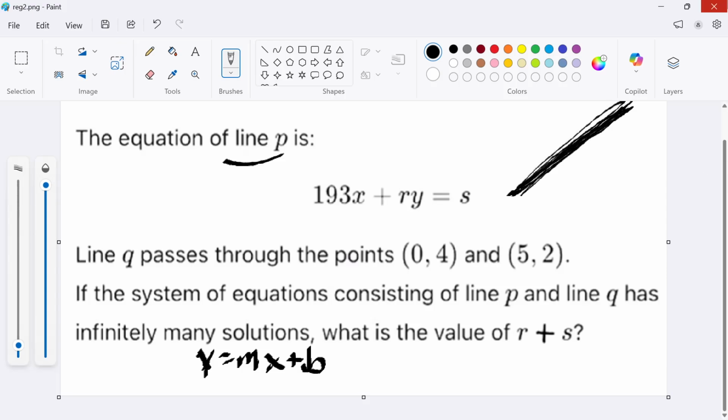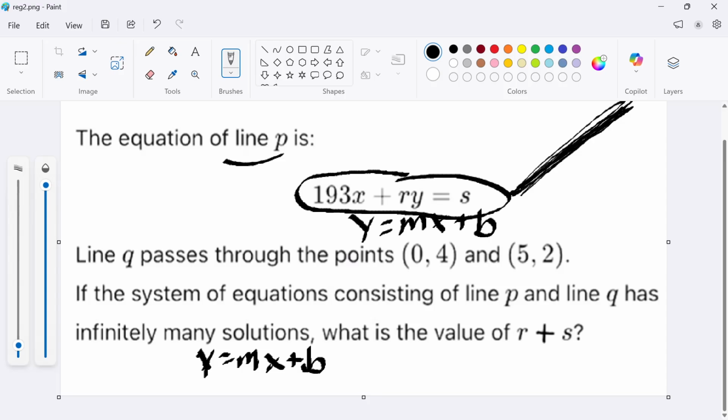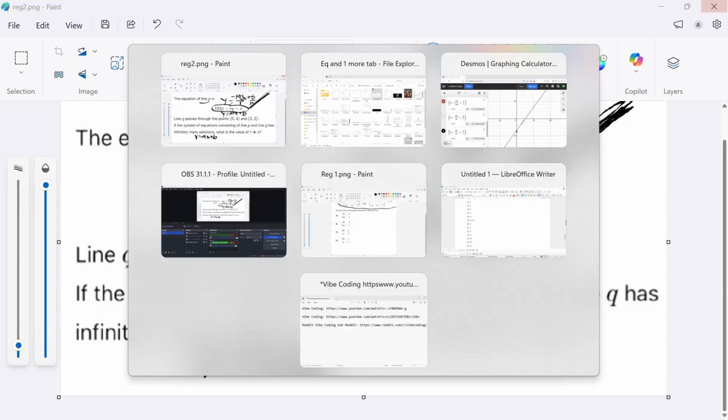So I have to remember one other thing. When I do this regression, if I just press the regression button, it's going to put it in the form of y equals mx plus b, and I may have to do some manipulations because this isn't y equals mx plus b. To get this in y equals mx plus b, I'd have to subtract 193x and divide by r. So I'd get negative 193x plus s, over r, equals y. So now that would be y equals mx plus b. So I might have to keep that in mind.